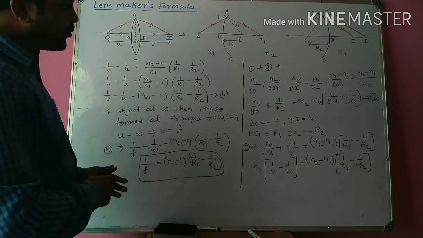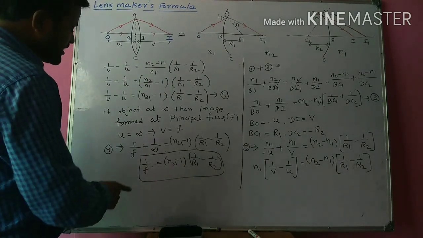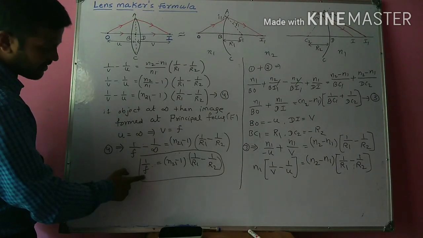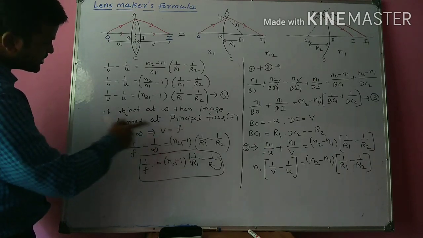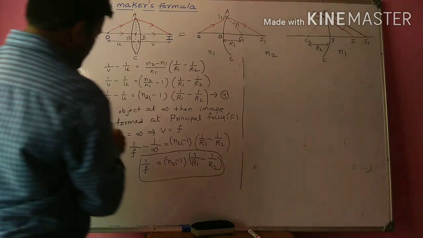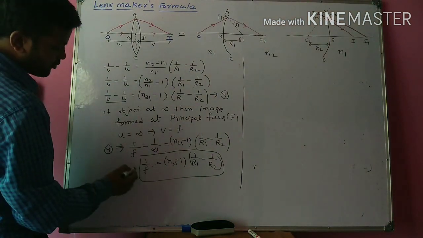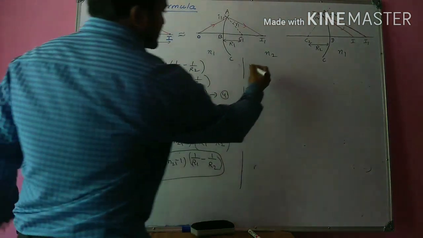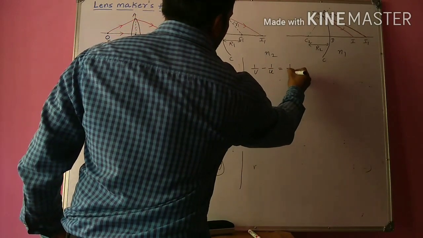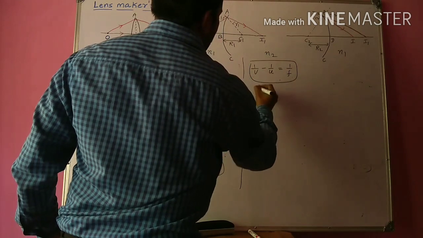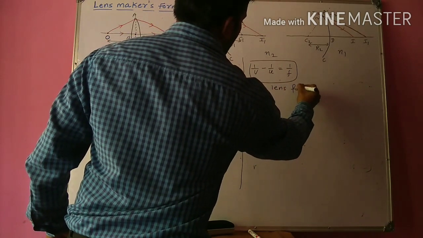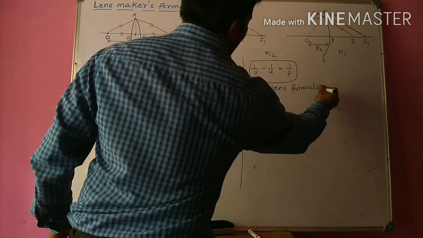Now here one important point we have to observe: in place of 1 by V minus 1 by U, finally we got 1 by F. By taking these assumptions, we considered 1 by V minus 1 by U as 1 by F. That is, 1 by V minus 1 by U is equal to 1 by F. This is known as the thin lens formula.